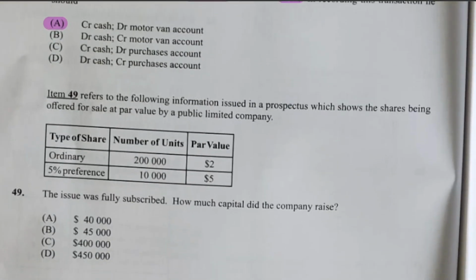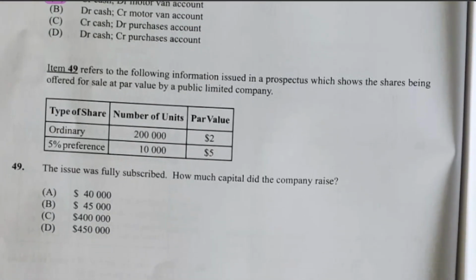Item 49 refers to the following information issued in a prospectus, which shows the shares being offered for sale at par by a public limited company. Alright, let's see what's required. The issue is fully subscribed. So issue means that they put out X amount of shares, and fully subscribed means all the shares were purchased or paid for. How much capital did the company raise?